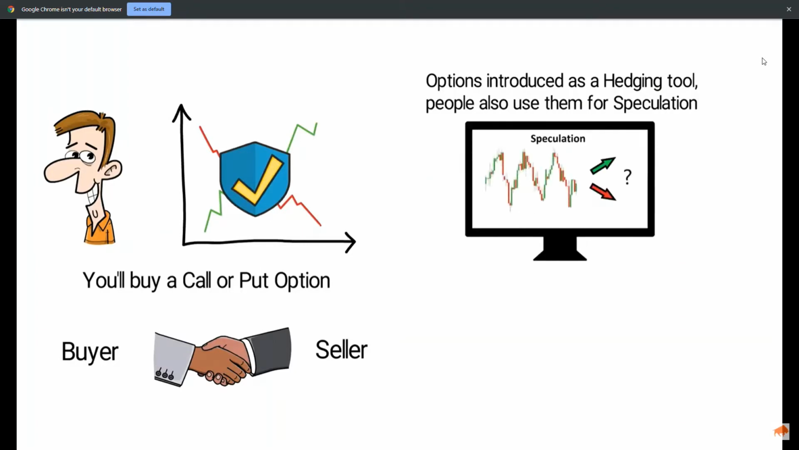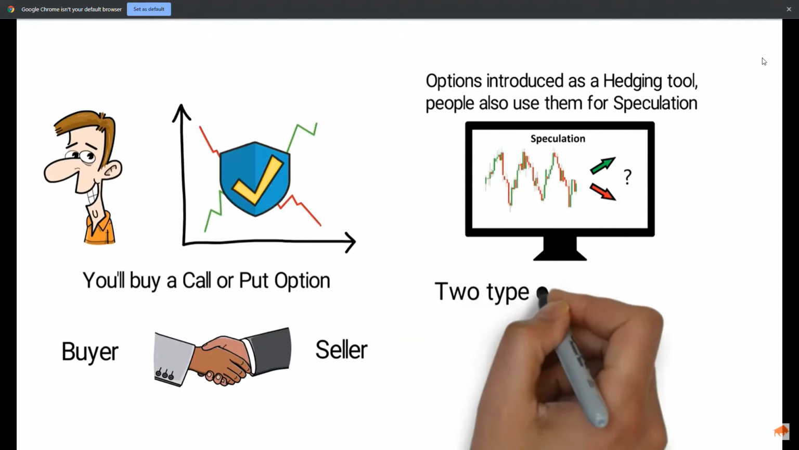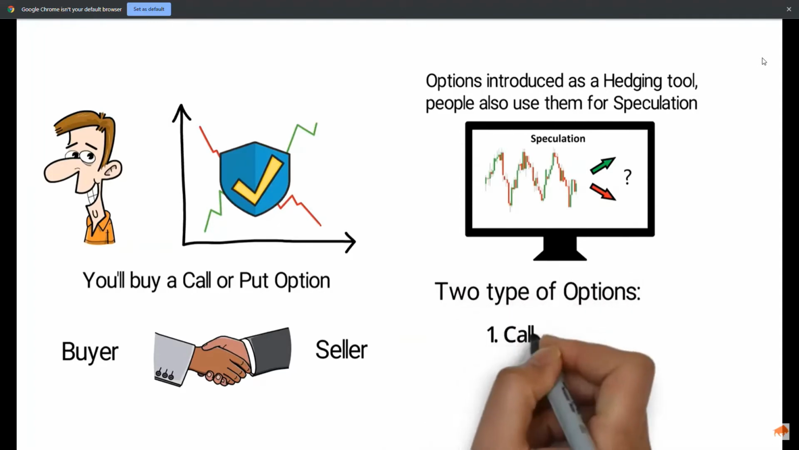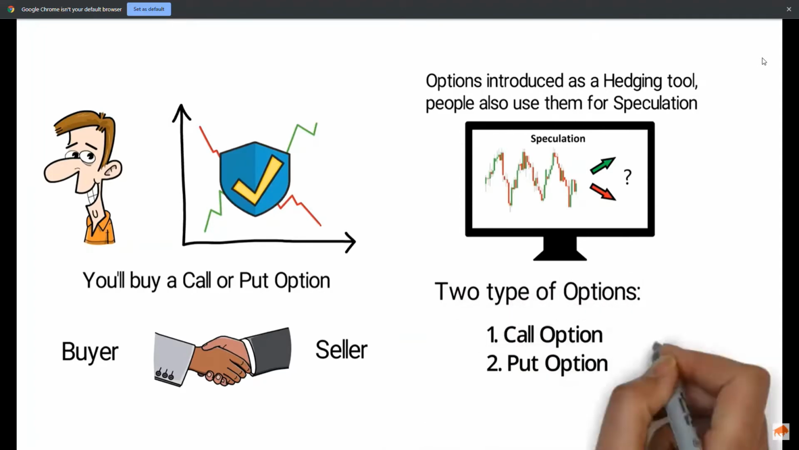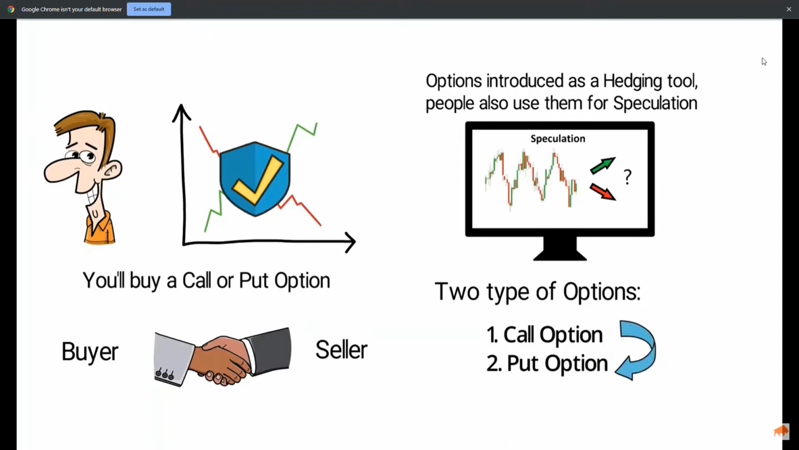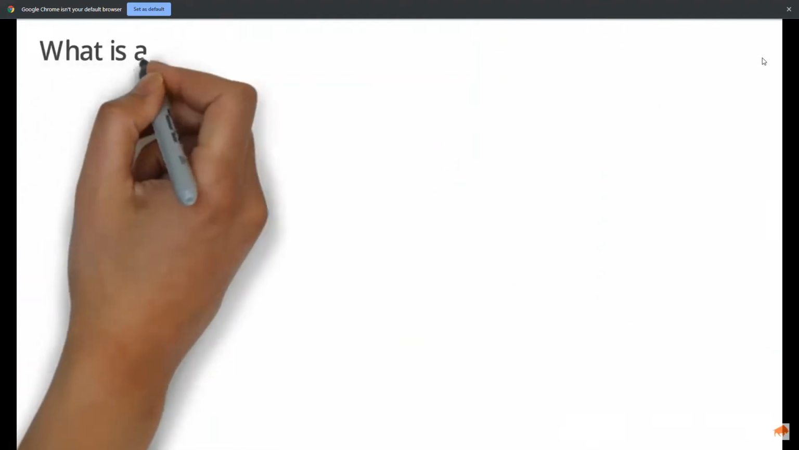There are two types of options, the call option and the put option. Everything you can do in this space revolves around these two options. You can make any strategy by making several combinations of buying and selling these two options. Let's understand them one by one. What is a call option?